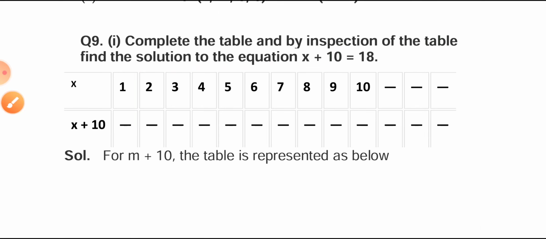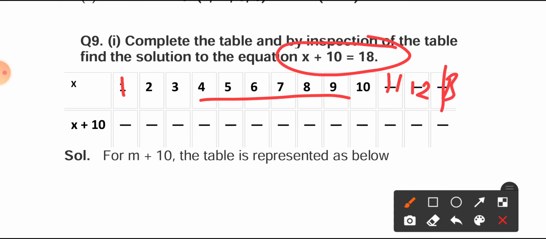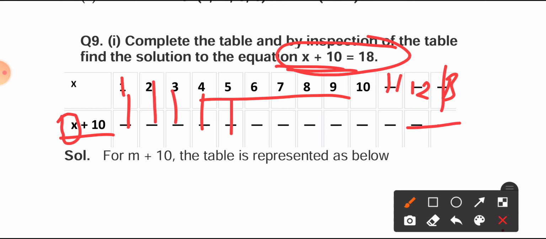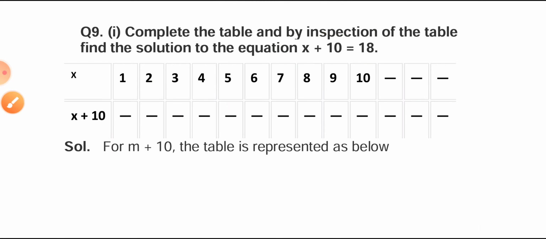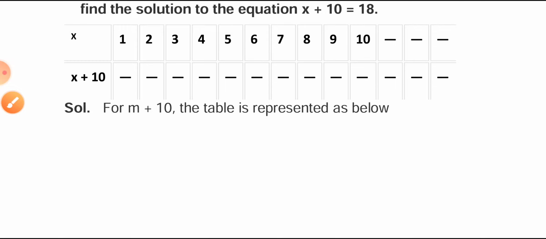Now you can see here table is given. Here from how many numbers it is given? X is equal to 1 till 10, then 11, 12, 13. After this we have to find the solution of the equation x plus 10. X plus 10 means first in place of x put 1, then 2, 3, 4, 5 till where 13. So here it is given x plus 10. The table is represented as below. We will see the table.